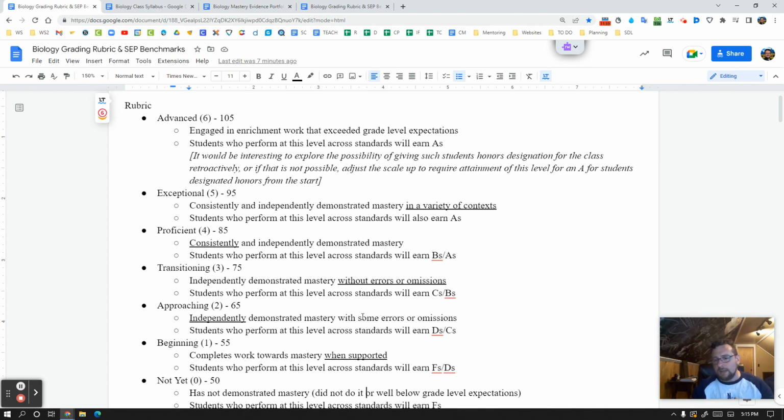In the next video, I'm going to talk about what you have to do to be placed in each rung of that ladder. And then another video after that on how it actually works in terms of calculating the overall grade of the student. So I'll see you guys then.